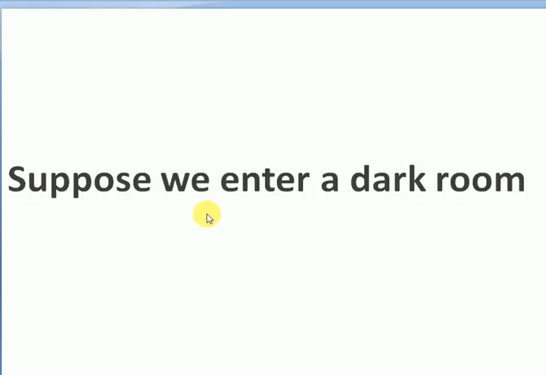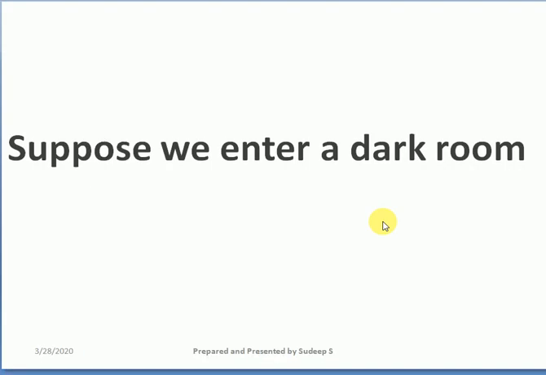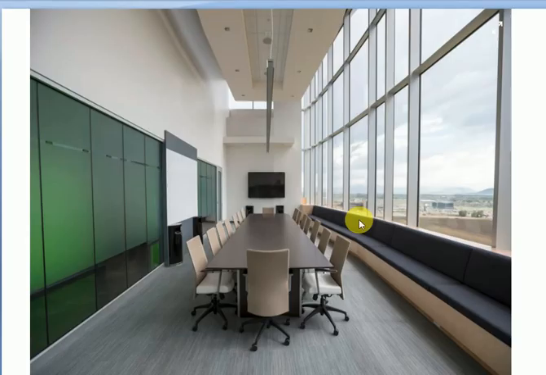Suppose we enter a dark room. We cannot see anything even though we keep our eyes open. As soon as we switch on a bulb or a tube light, most of the objects in the dark room become visible to us.